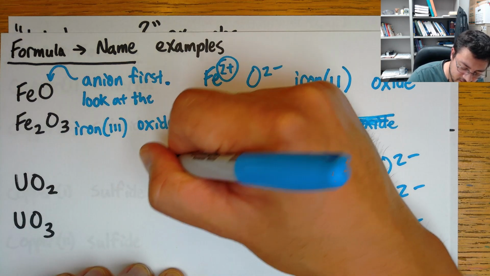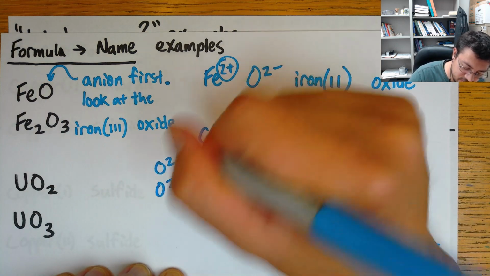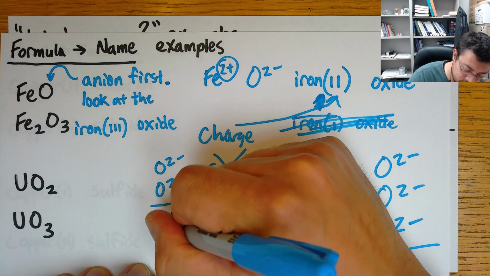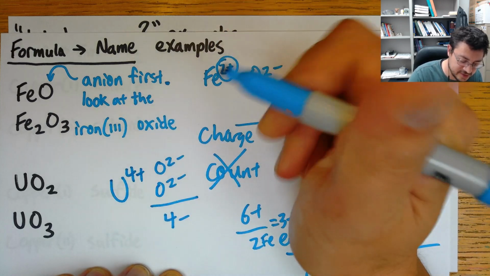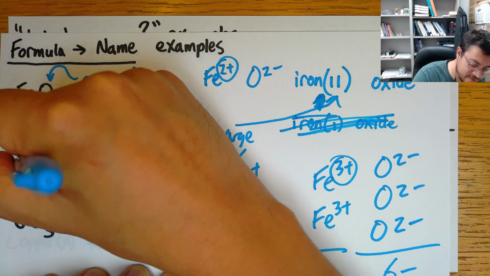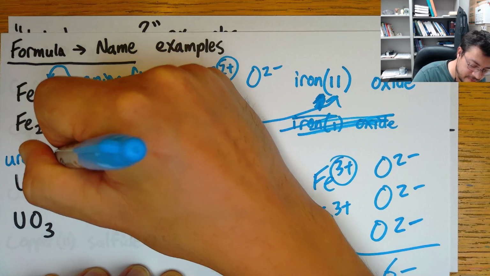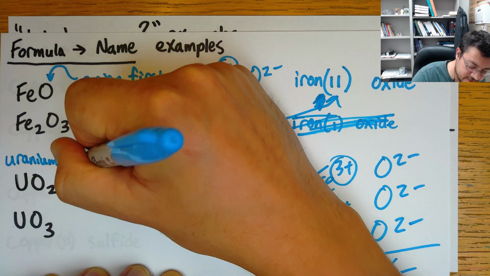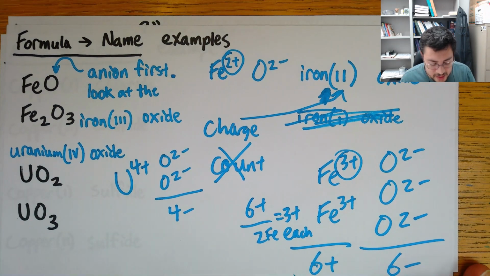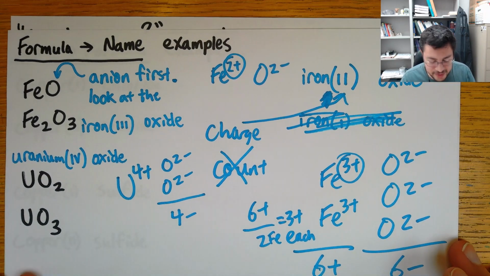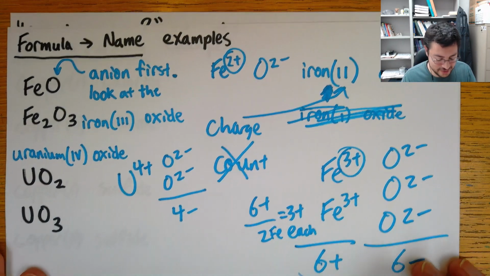UO2, we have two oxides, so that's going to be a total of 4 minus, which means this uranium must be a 4 plus. So this would be uranium 4 oxide.